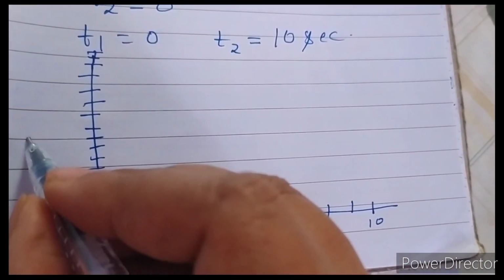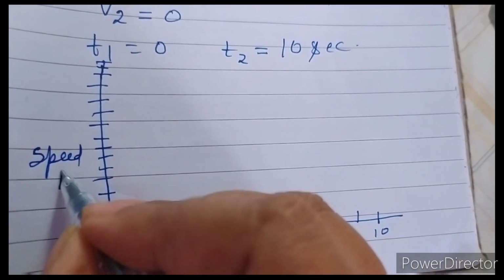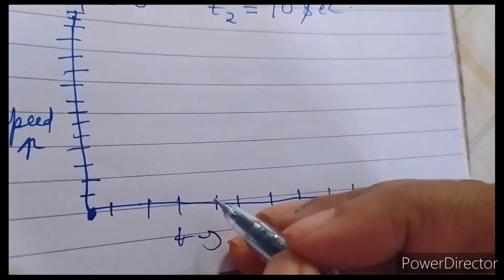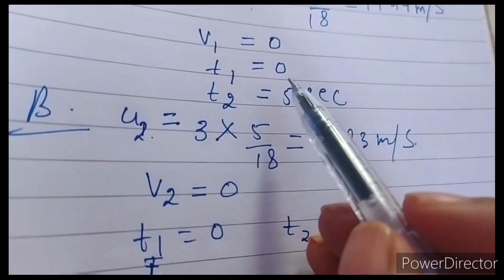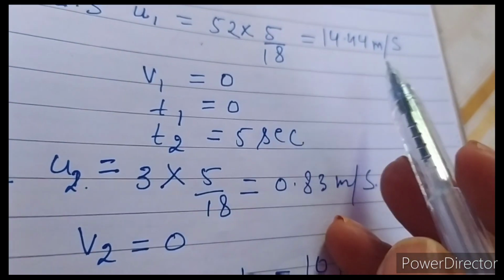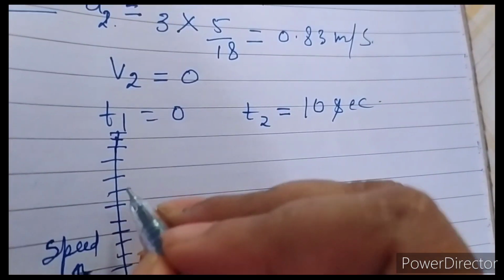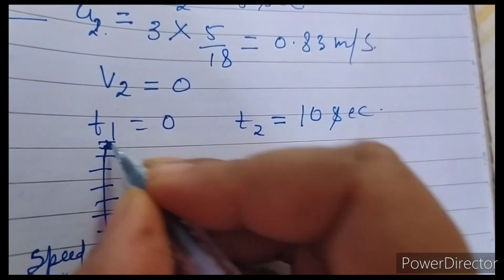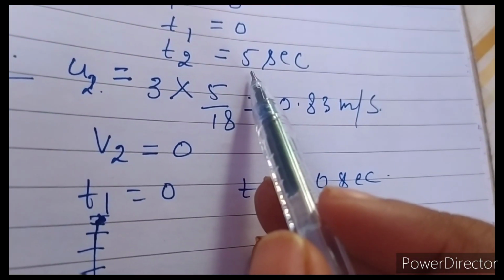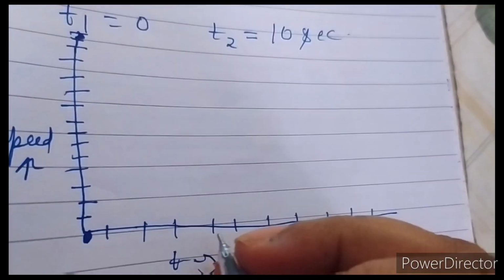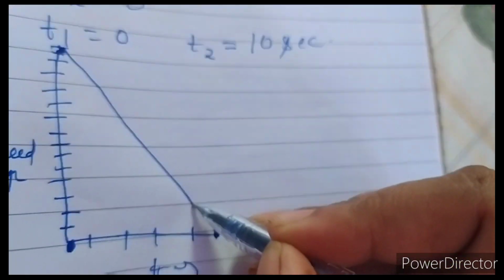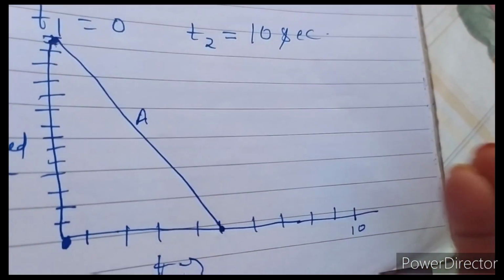Here we will take the speed on the y-axis, and the time on the x-axis. Now if you plot for car A, you can see at time 0 the speed is 14.4. So one of the points will be somewhere here at 14.4, and at t2 equal to 5 seconds, v2 is 0. So another point will be at 5. Now we'll join these two points, and this is the graph for car A.